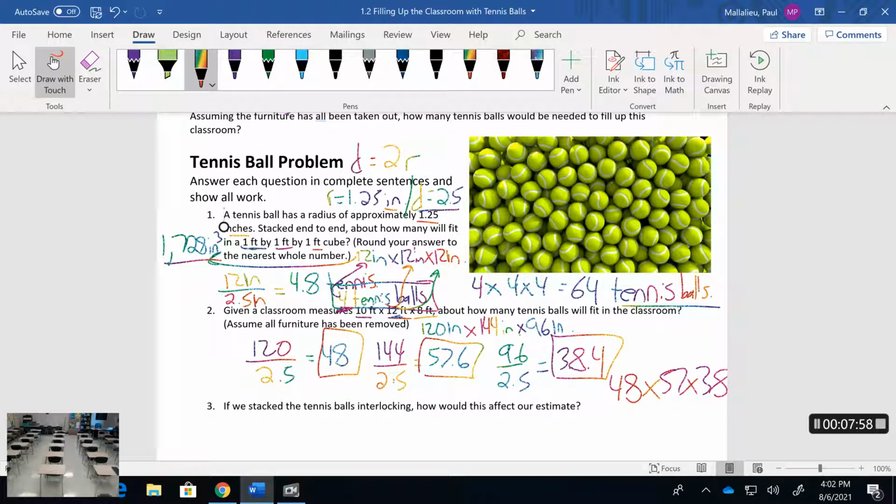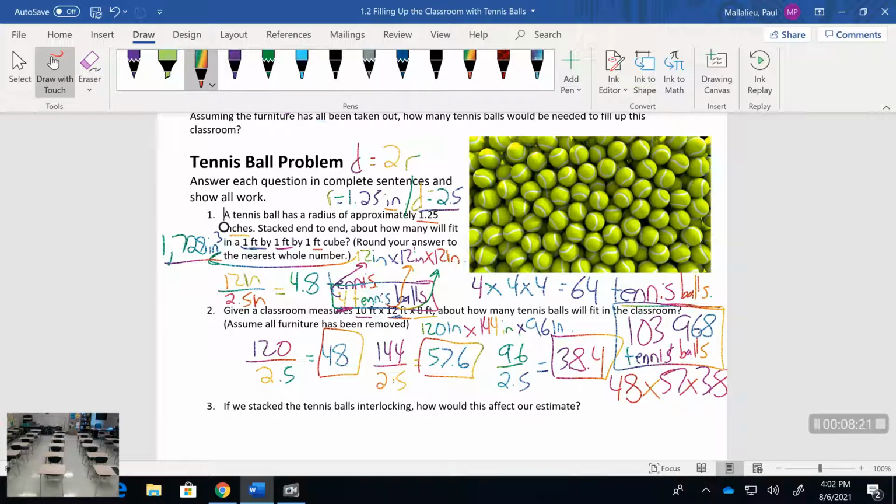Let's put that all in the calculator. We put it all in, and we get 103,968 tennis balls will fit in that classroom.